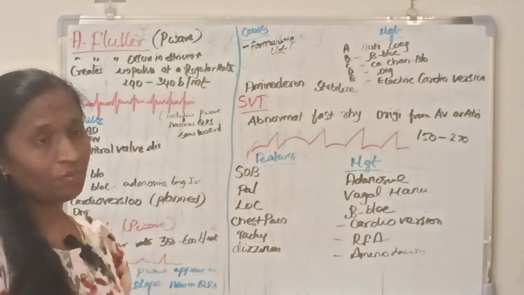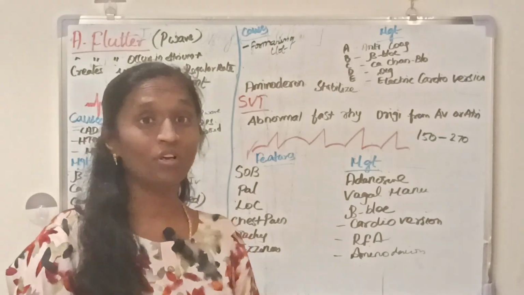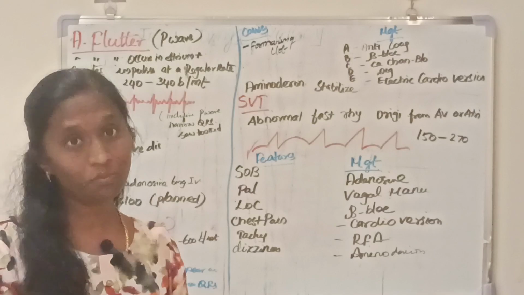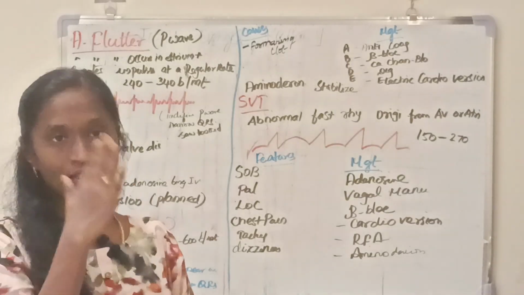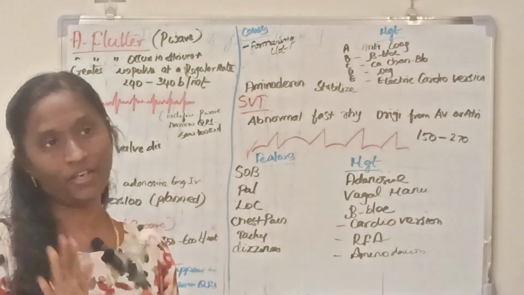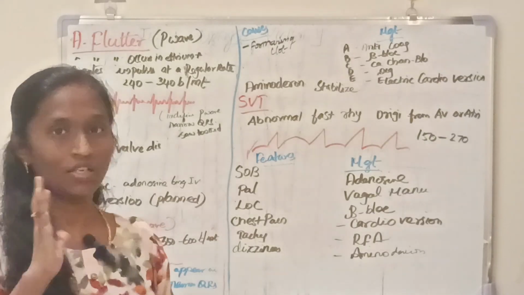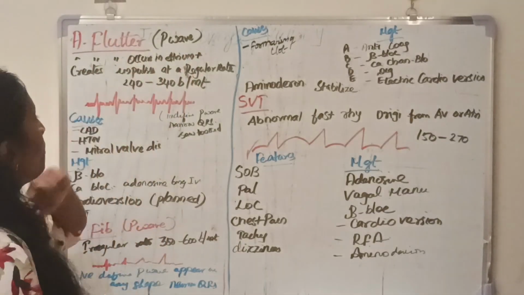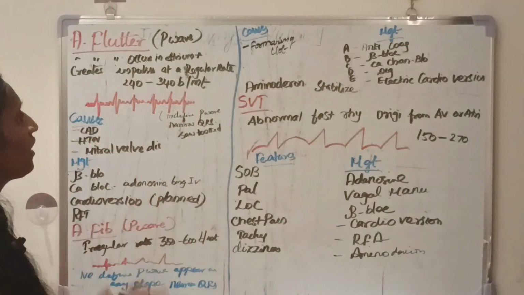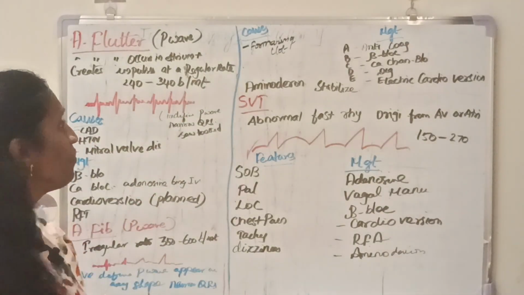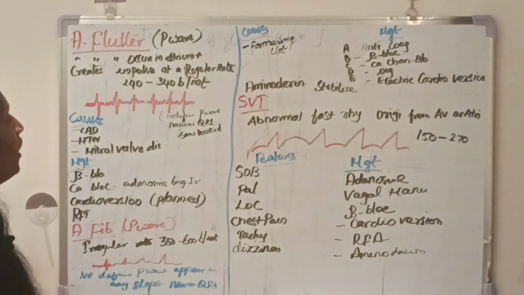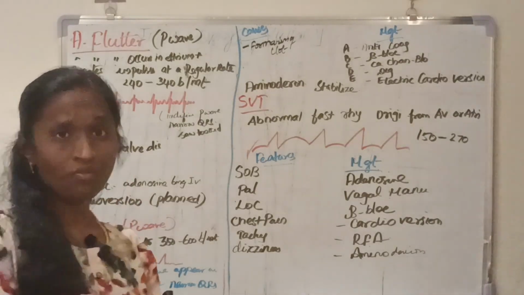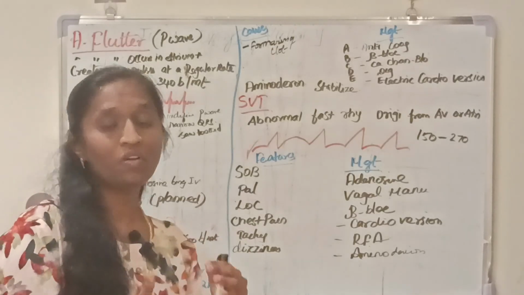Atrial flutter: the atrium is represented by the P wave. Understand? So if there is any problem in the atrium, we can see changes in the P wave. Atrial flutter occurs in the atrium and creates impulses at a regular rate, and it is identified by an indefinite P wave.